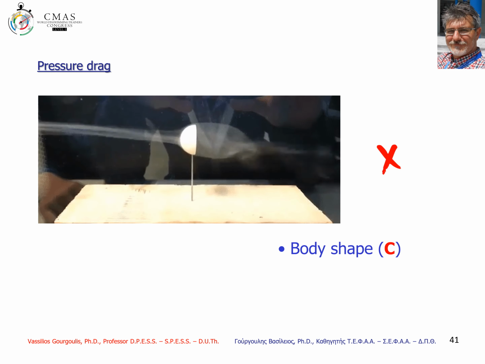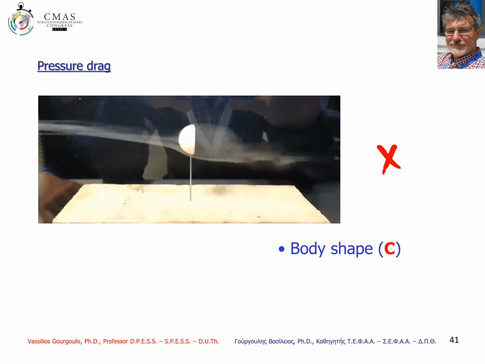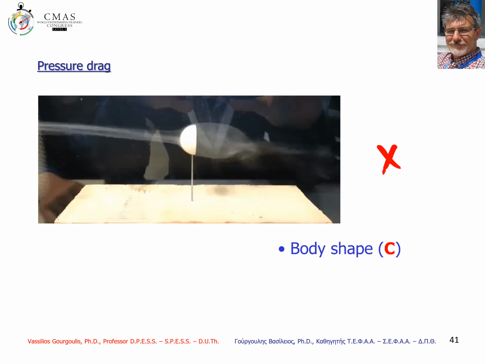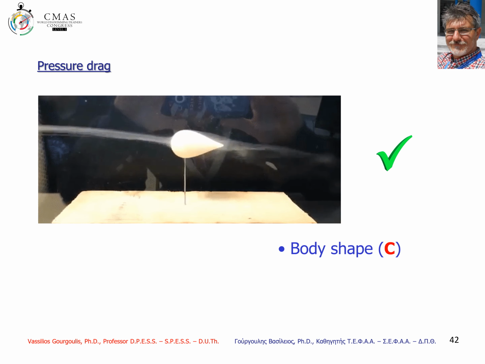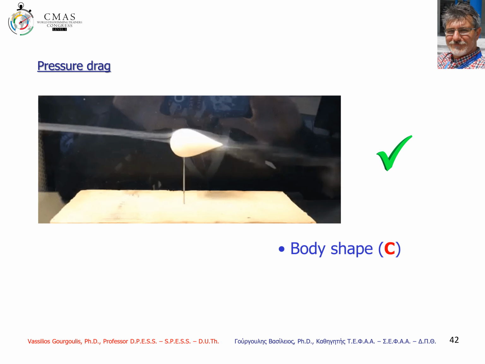Rounding the edges that face the flow using a hemispherical object, the disruption of the streams is less, and the wake is smaller. And if we use an object with tapered trailing edge, which is a good streamlined shape, the region of eddies behind the object is reduced and the pressure drag is even less.